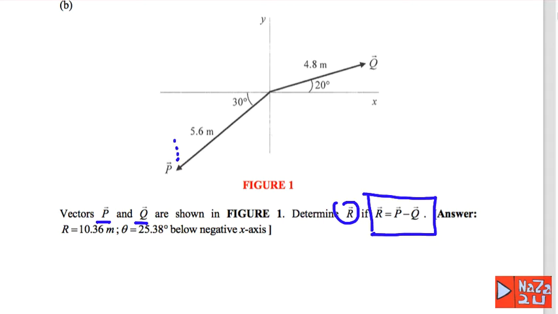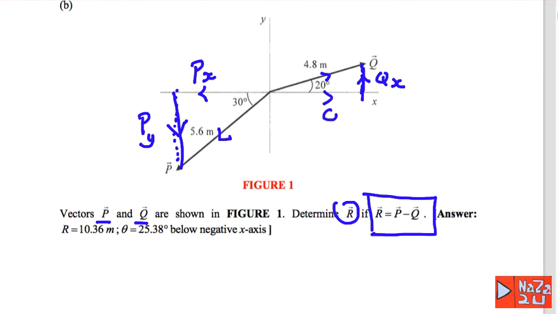So if you draw the triangle here, you can resolve vector P to the x-axis. So this is Px, direction to the left. Or you can resolve vector P to the y-axis, this is Py. Same for vector Q, direction upward, so this is opposite. Qx is resolved to the x positive, and this is Qy, sorry.